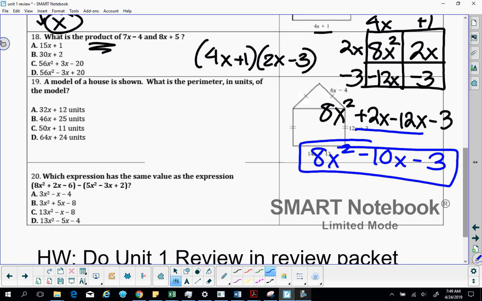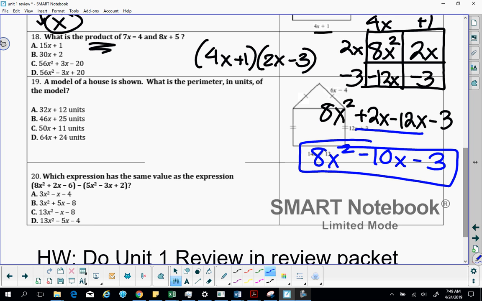So my answer, oh, it's okay. That's my answer for that one. What's the degree? What's the constant? Constant. Negative 3. What's the leading coefficient? How many terms are there? What's that called? What's the middle coefficient? Negative 10. What's the variable? Good. Y'all go with that?